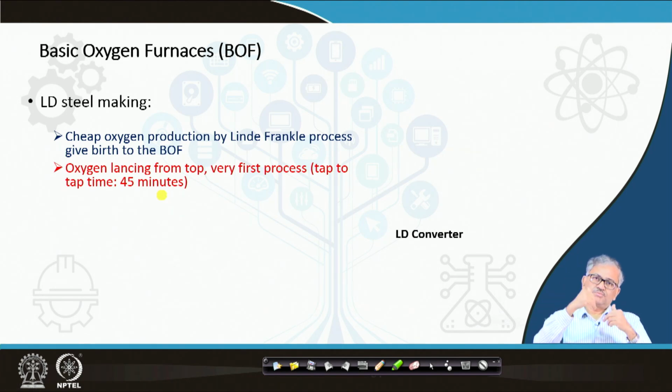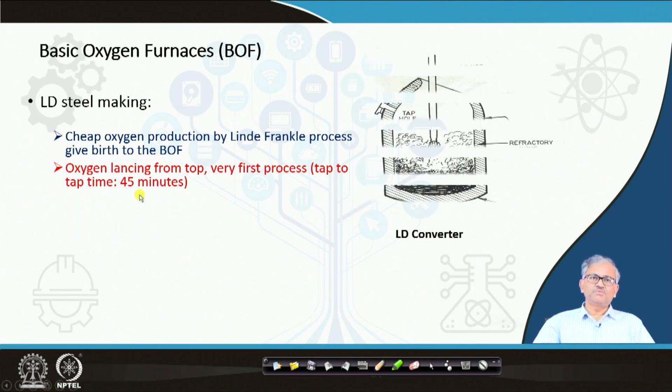Since the oxygen comes from the top and the emulsion is formed above the slag layer. Basically, first foam formation takes place, slag foam, and in the slag foam a lot of metal droplets join and form an emulsion. The refining of liquid metal takes place in the emulsion only, where the surface area is tremendous, and I will talk about that. That's why it takes only 45 minutes.